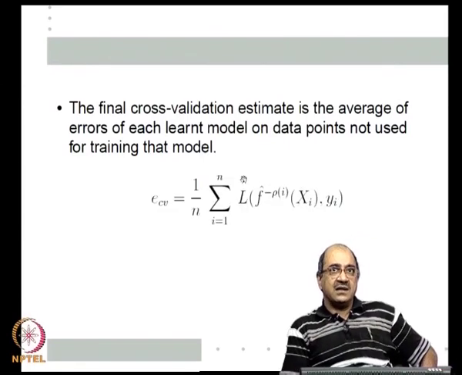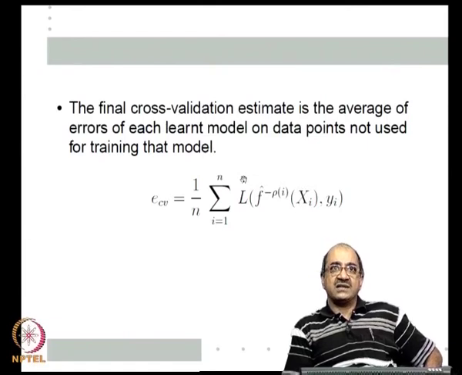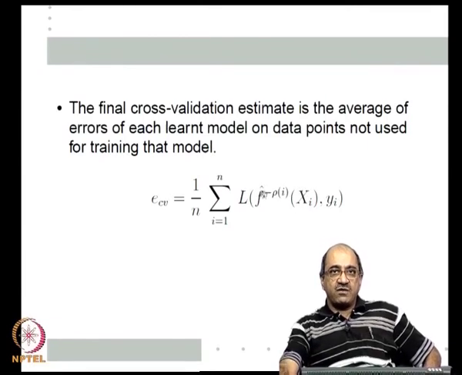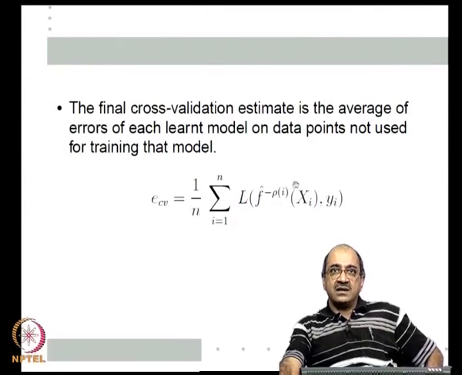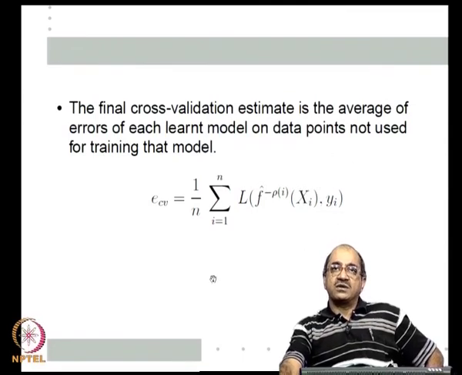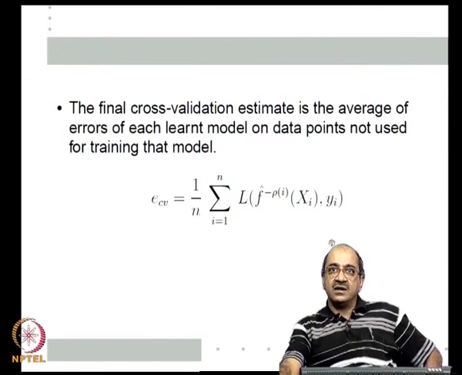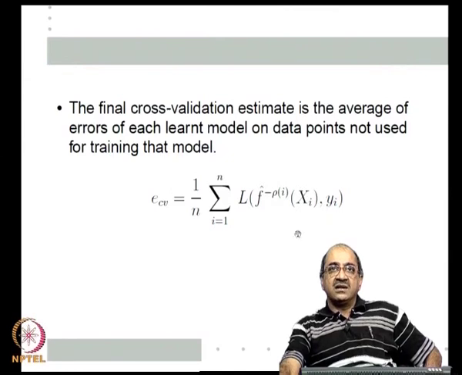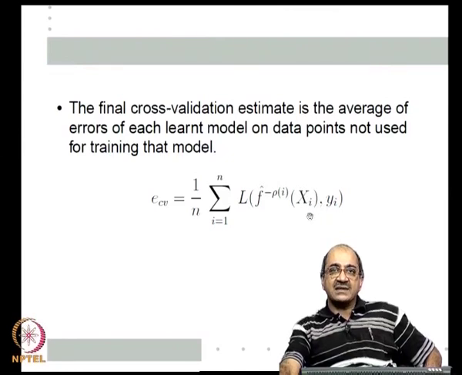So, specifically this is what the cross validation error estimate is. f of minus rho I, where rho of I denotes the part number into which xi is put. So, f minus rho I is the model that is learnt when we left out part rho I. So, the training data item xi is tested on that particular f.